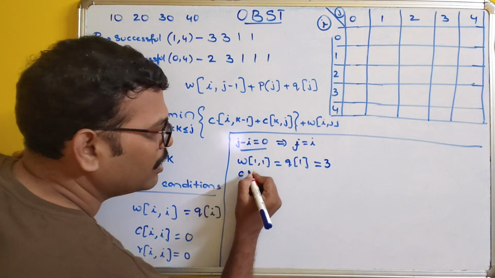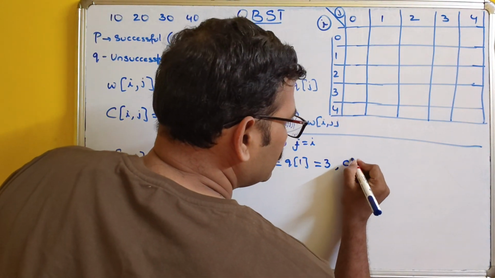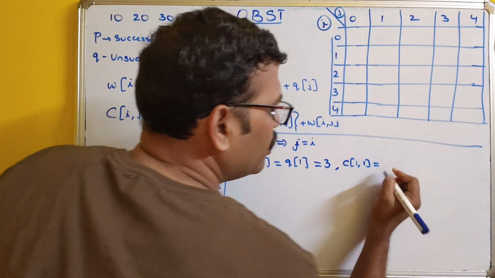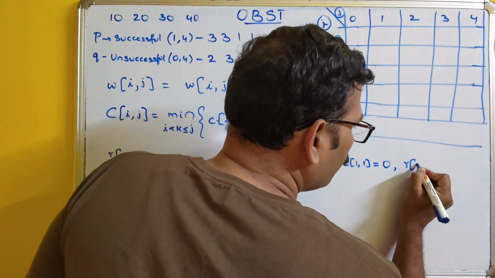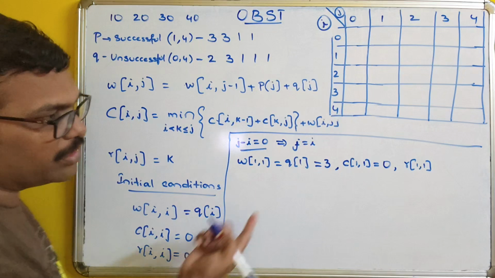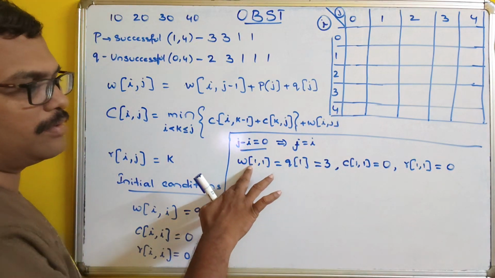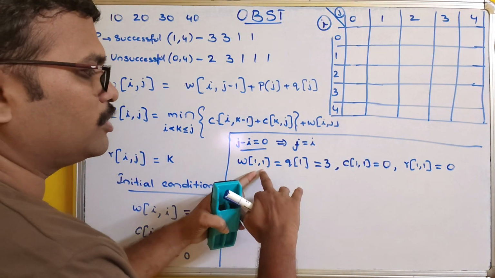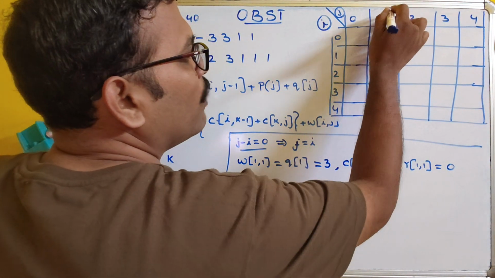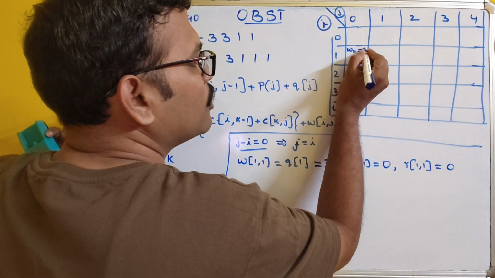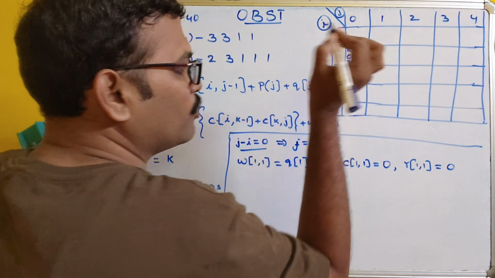What about the cost here? I'll write the cost here. So C of 1 comma 1 is equal to, so if both are equal, then it will be 0. So 0 and root of 1 comma 1. So what is the root of 1 comma 1? That also will be 0. Right? So update here. If it is 1 1, it will be 3 and so on. So W of 1 1 is equal to 3, C of 1 1 is equal to 0, R of 1 1 is equal to 0.